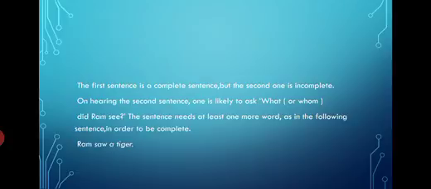If we say "Ram saw," immediately we get a question: what did Ram see, or whom did Ram see? With whomever we speak, if we say "Ram saw," they will immediately ask what did Ram see, or whom did Ram see? The sentence needs at least one more word to be complete. When we get such a question, we need an answer of more than one word.